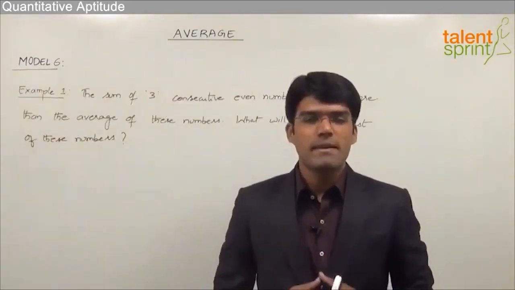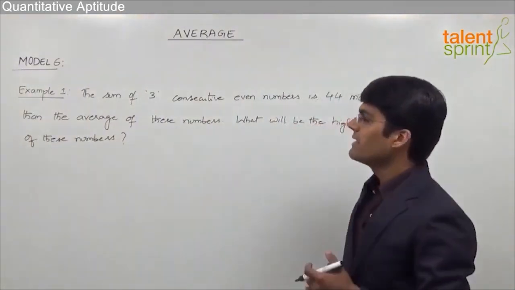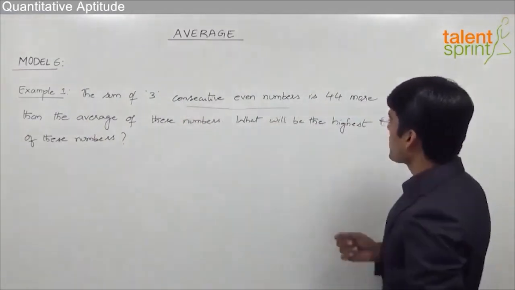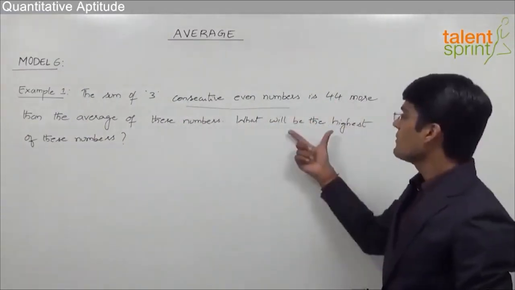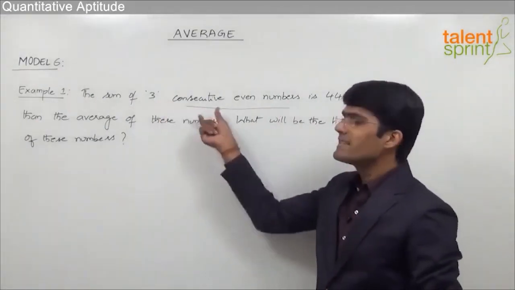Let us now take an example based on consecutive numbers that we have just discussed. The question here is, the sum of three consecutive even numbers is 44 more than the average of these numbers. What will be the highest of these numbers? So as he says, we have three consecutive even numbers.